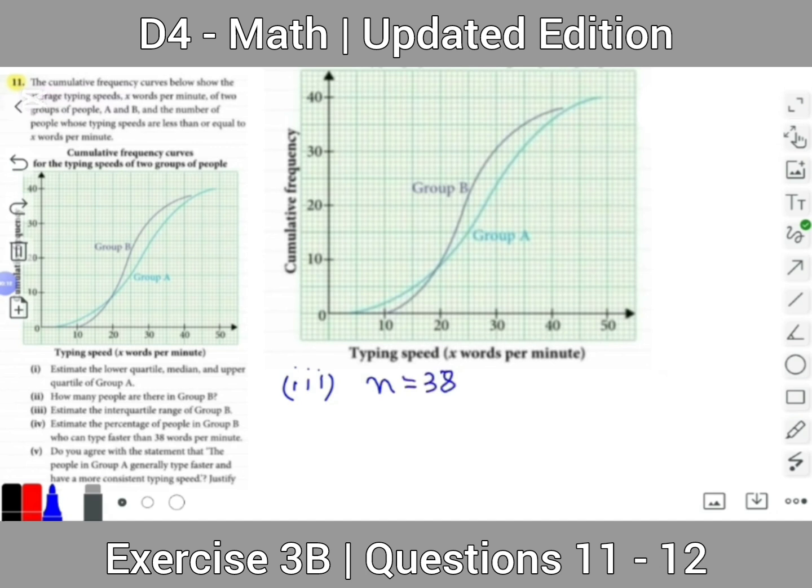Now to estimate the position of the lower quartile, we will use n over 4. So n over 4 will be equal to 38 over 4, which is 9.5. Since one square along the y-axis is equal to 1, between 9 and 10, somewhere here, we have the value 9.5.